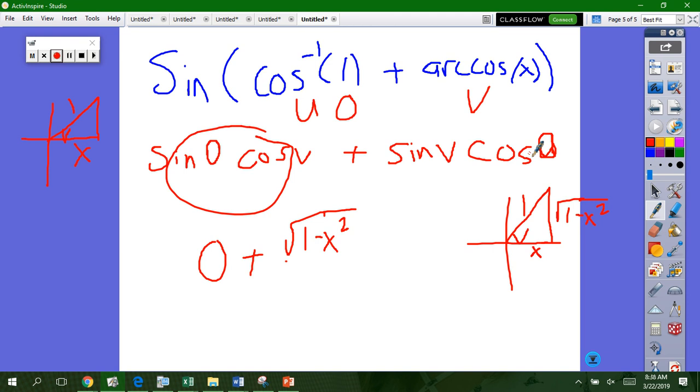What's the cosine of 0? 1. So our answer is square root of 1 minus x squared. On this side, what is the sine of 0? There you go. And 0 times anything becomes 0. You with me? Okay. Any questions so far?